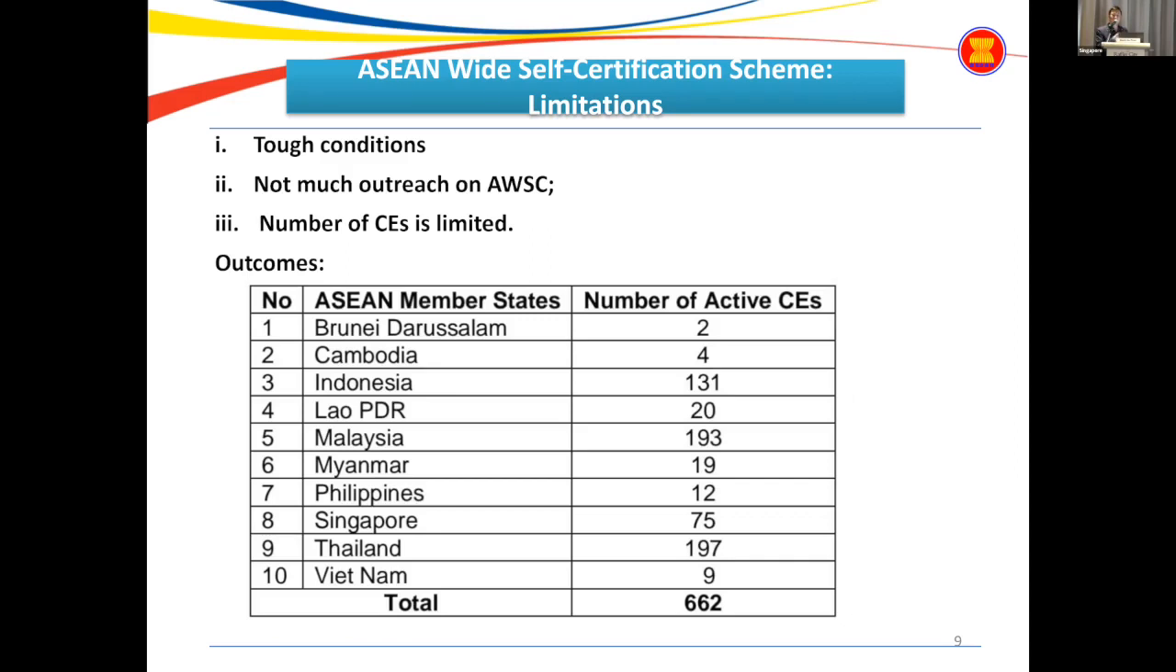And because of the tough conditions, SMEs cannot do it. It's only for the very big companies. That is quite disappointing. I'm a policymaker, and this number is quite disappointing. Vietnam, for example, has now become a manufacturing hub of the region, but they only have 9. I believe we need to accelerate this to give more exporters the chance to become certified exporters.